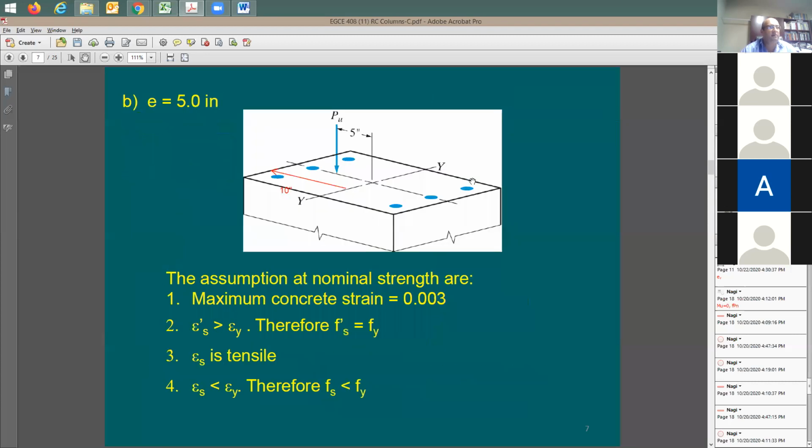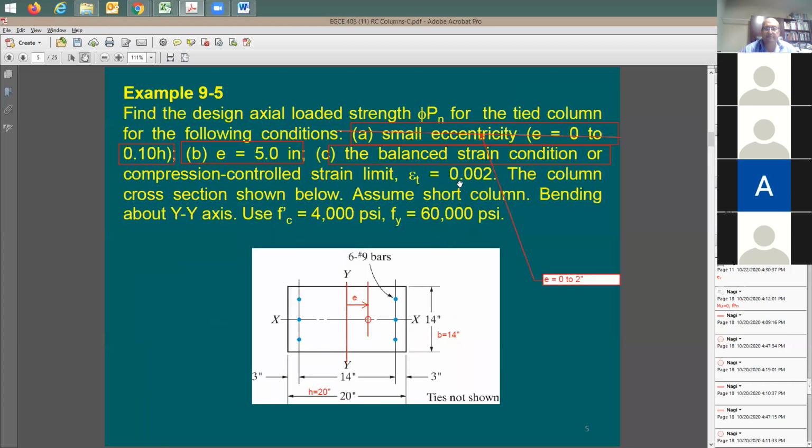Professor, so it's saying find the strain condition at where C would be? It says here, if you remember the problem, find the design axial load strength, phi Pn, and of course, it's going to be the phi Mn. You can do it with it, right? All right. Item C, at the balanced strain condition. What's the balanced strain condition, or compression controlled strain limit, at which the strain in the tension steel is equal to 0.002? Make sense or no? Yeah, okay.